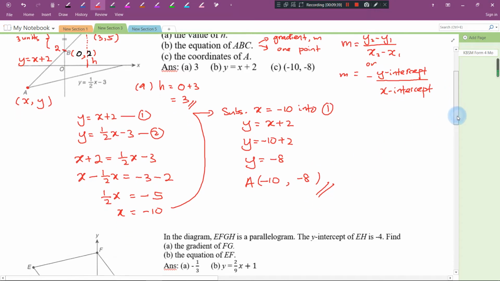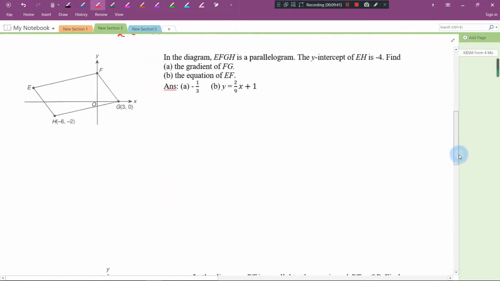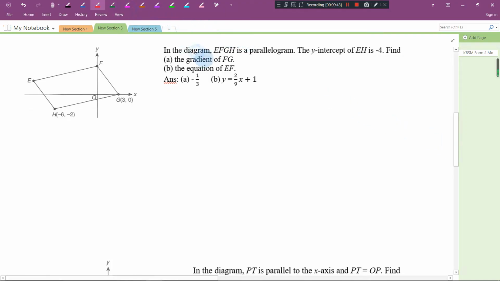Okay, let's try the second question. In the diagram, EFGH is a parallelogram. The y-intercept of EH is equal to negative 4. EH, it means that if you extend this line, the y-intercept for this straight line is equal to negative 4. And this is a parallelogram.